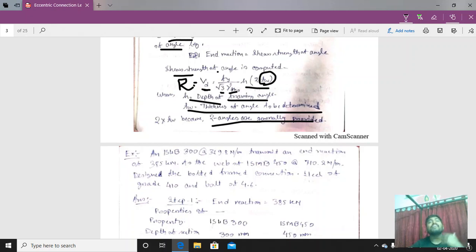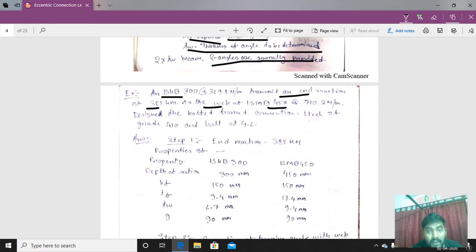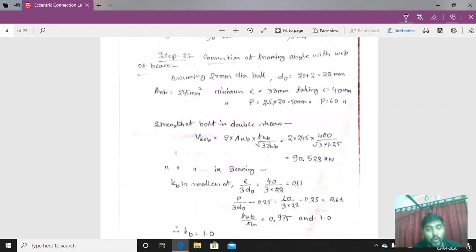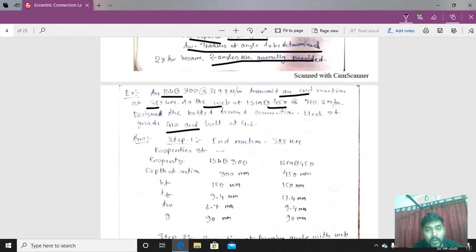So this is the design procedure for designing a framed connection. Now we will see one example. Consider an ISLB 300 transmitting an end reaction of 385 kilonewton to the web of an ISMB 450. Design the bolted framed connection, steel grade Fe 410. Now if we see the picture, it will look like that.